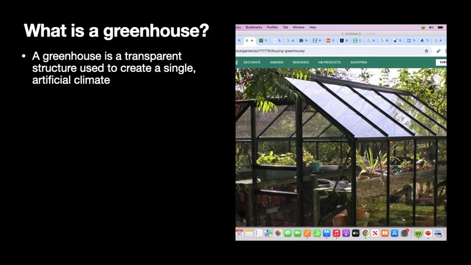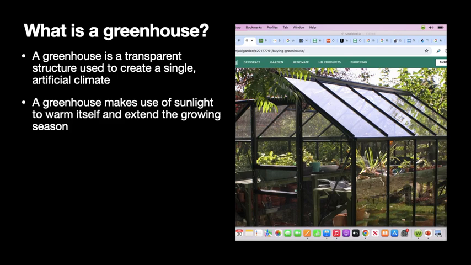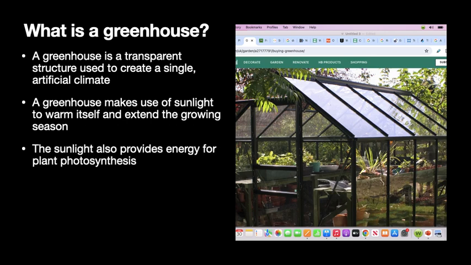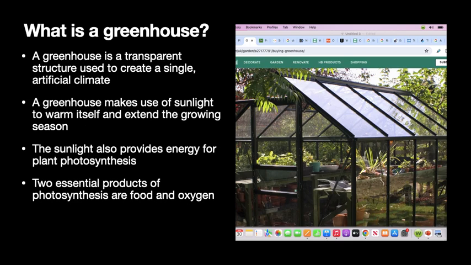Well, a greenhouse is a transparent structure used to create a single artificial climate just like the one pictured here. A greenhouse makes use of the sunlight to warm itself and to extend the growing season. The sunlight also provides energy for photosynthesis. Remember learning about photosynthesis in grade school? You know, there are two essential products of photosynthesis. The plants create our food.